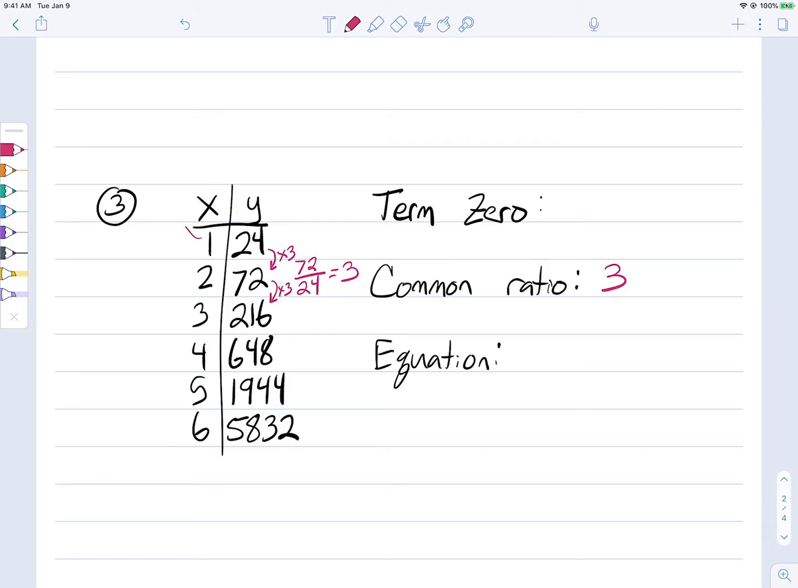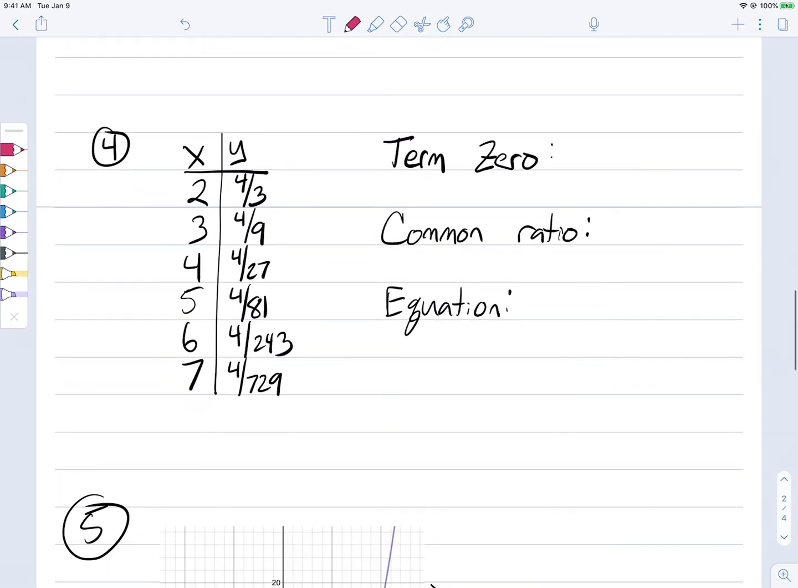If I wanted to go backwards and find the 0 term, the backwards of multiplying by 3 is dividing by 3. So I'm going to use my common ratio to work backwards to find my 0 term, and 24 divided by 3 is 8, which means my 0 term is 8. So my equation is y equals 8 times 3 to the x power. Remember, you cannot actually simplify this. Order of operations: exponents happen before multiplying.